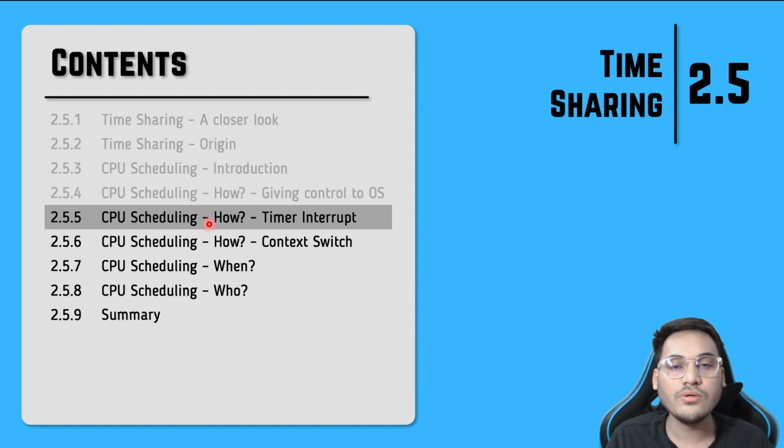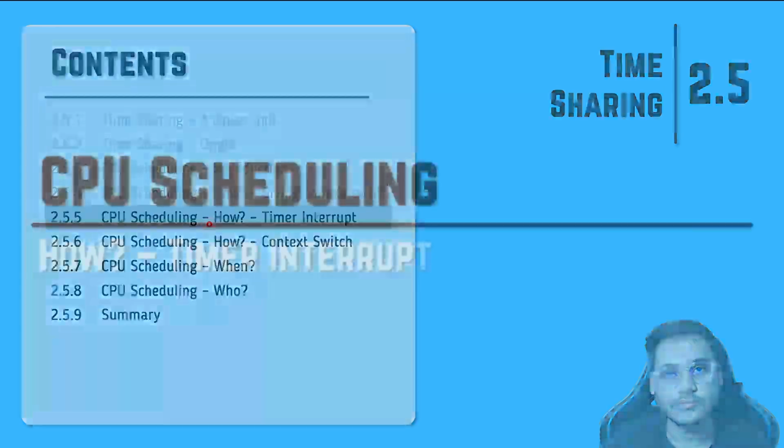So in this video, we are going to look at the alternative approach, where we are going to take away the control of the CPU forcefully from the user process, right? We would not wait for the user process to give up the control. We will take it forcefully and transfer it to the operating system. So this is going to happen using something known as a timer interrupt. So let's study in this video what a timer interrupt is and how it works.